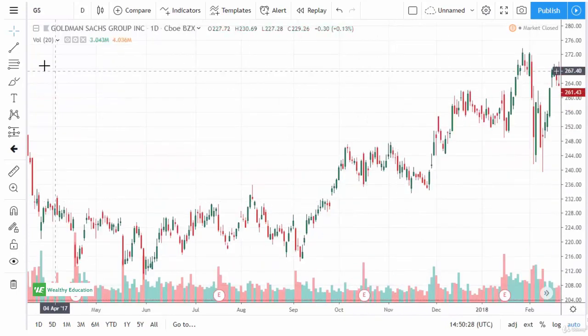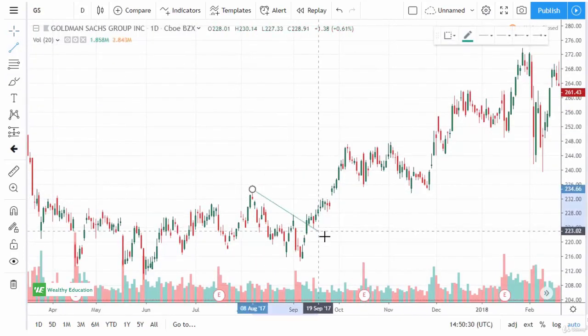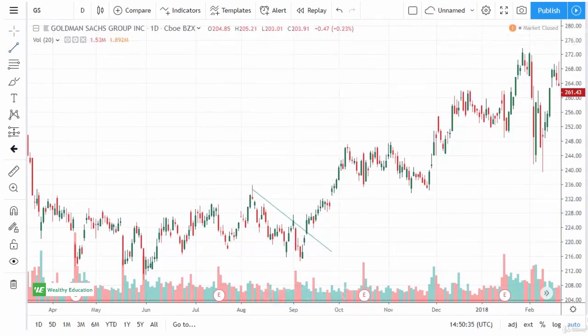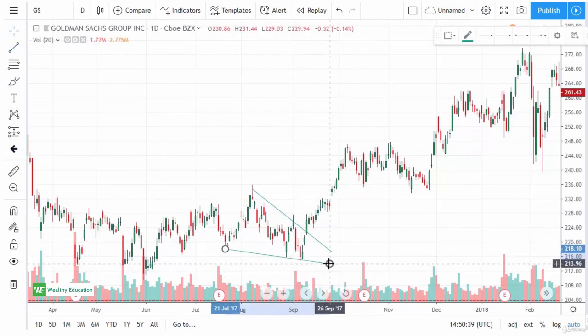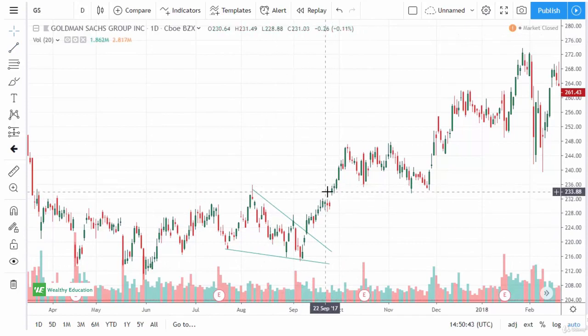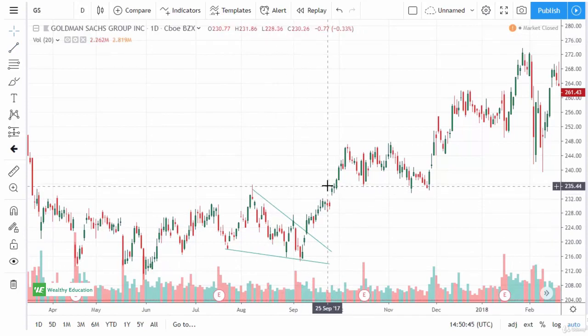And here we have a falling wedge in Goldman Sachs that you can see. There's a little bit of a trend line there. And there's a trend line there. Well, we break through it. Not only do we hit this target, but we gap into it and continue to go much higher.